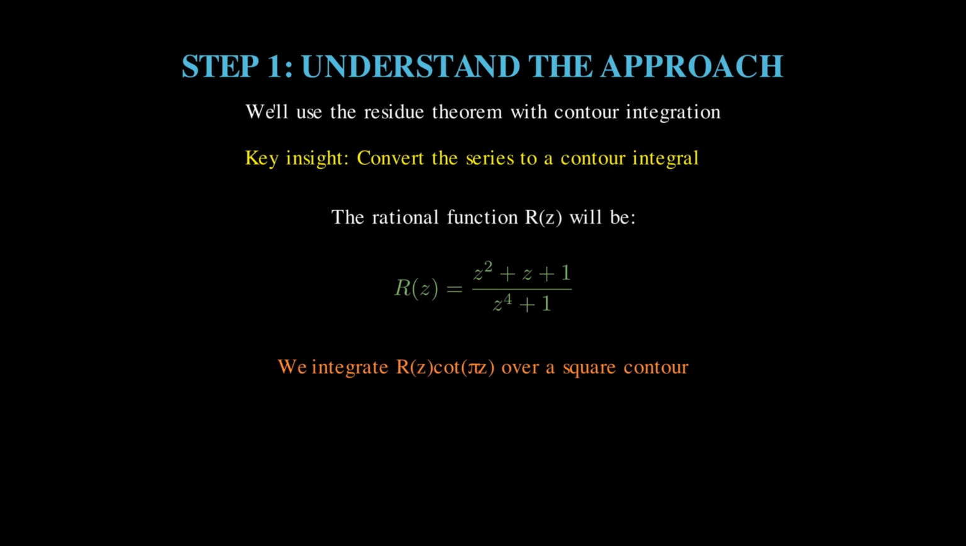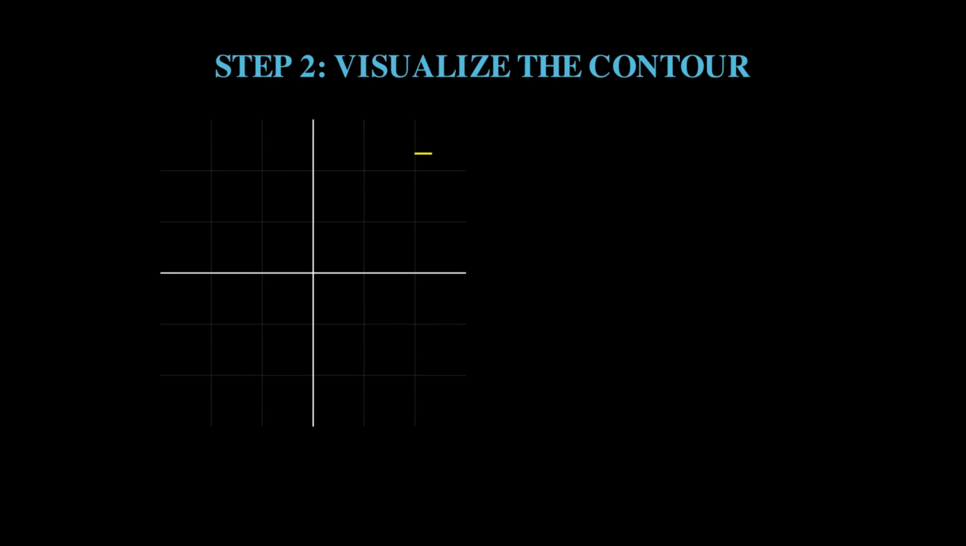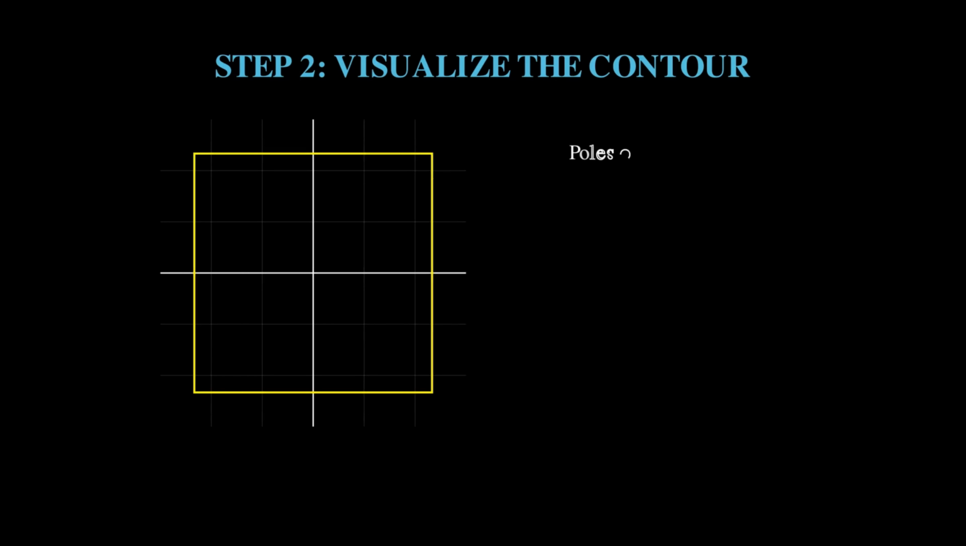Step 2. Let's visualize what we're working with. In the complex plane, our rational function (z squared plus z plus 1) over (z fourth plus 1) has poles wherever the denominator equals 0. So we need to solve z to the fourth plus 1 equals 0. This gives us z to the fourth equals negative 1, which has 4 solutions: e to the i pi over 4, e to the i 3 pi over 4, e to the i 5 pi over 4, and e to the i 7 pi over 4. In rectangular form, these are (1 plus i) over root 2, (negative 1 plus i) over root 2, (negative 1 minus i) over root 2, and (1 minus i) over root 2.